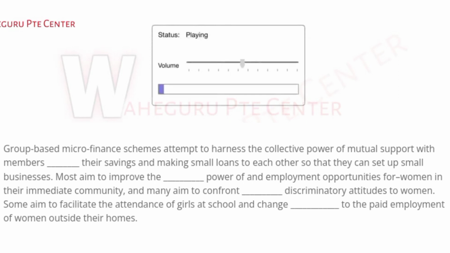Group-based microfinance schemes attempt to harness the collective power of mutual support, with members pooling their savings and making small loans to each other so that they can set up small businesses. Most aim to improve the economic power of and employment opportunities for women in their immediate community, and many aim to confront ingrained discriminatory attitudes to women. Some aim to facilitate the attendance of girls at school and change attitudes to the paid employment of women outside their homes.